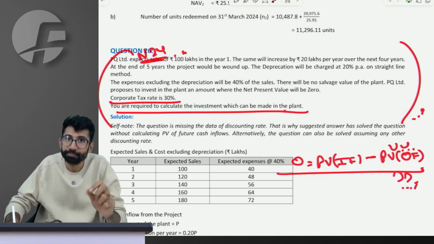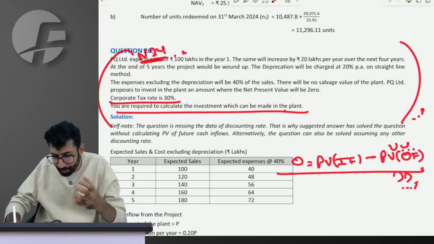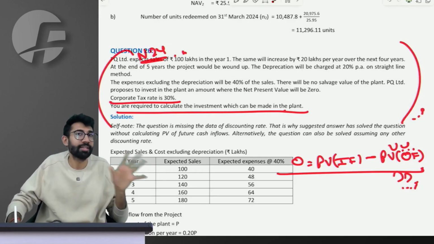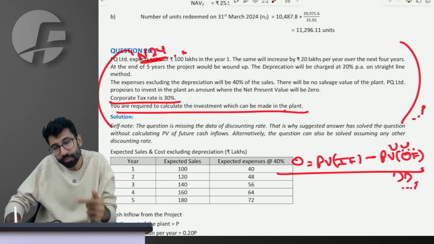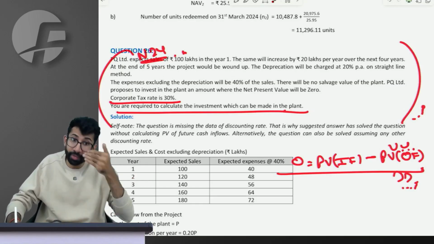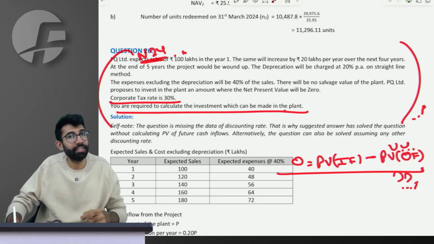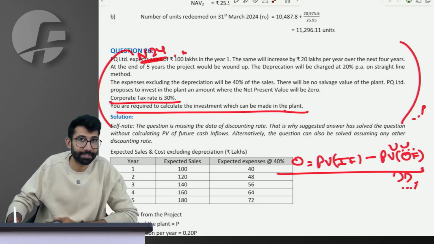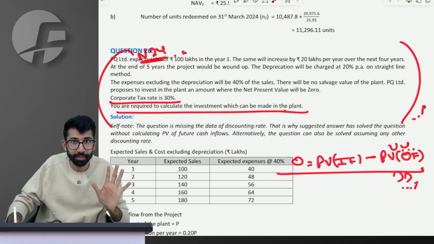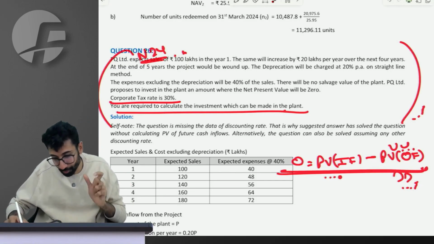So what to do? Be smart, use your wisdom. Whenever you think that, okay, I have applied all my brains and I feel the data is missing, assume something and solve it. Or maybe don't assume it and continue to solve, but don't leave the question, is my point. They won't allot you marks otherwise. Correct?